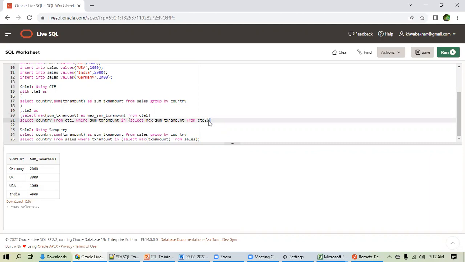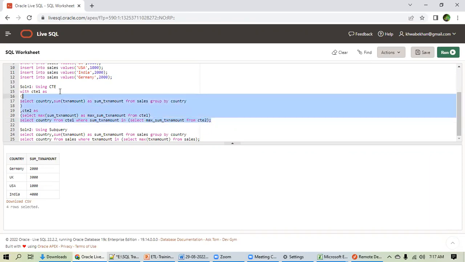So if we don't add CTE2 in the first solution, that will also work, right? If we can directly include that max of sum of transaction amount in the subquery written in the 21st line. Tell me, can you repeat? So if we don't include CTE2 and directly write the query after the 18th line as select country from sales where transaction amount in, and in this inner query we can write select max of sum of transaction amount from CTE1.